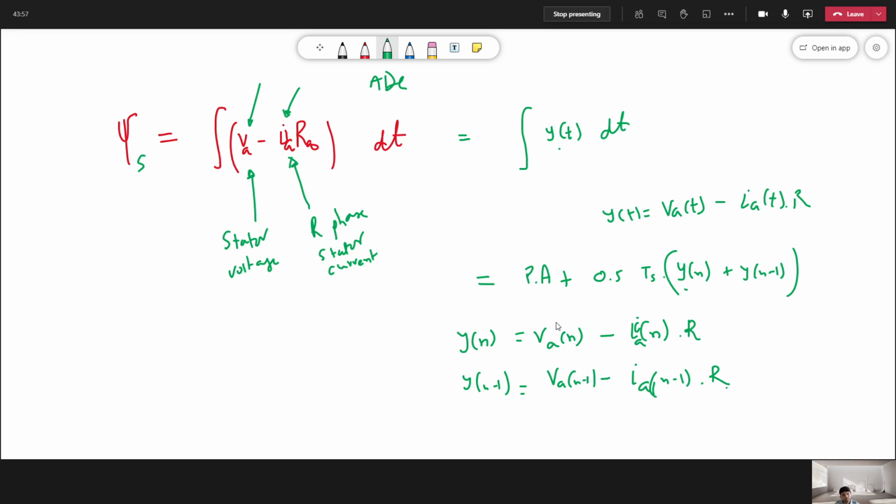So you can sample the stator voltage Va of n and Va of n minus 1, the current sample and the previous sample. Similarly, at the same moment of time, you can sample the current signal Ia of n and Ia of n minus 1, and you can find out y of n and y of n minus 1. With this set of information, you will be able to predict the stator flux xi s of n. So we have discretized the continuous time equation of stator flux into the discrete version. So this is another example when you need to have knowledge of how integration can be done or how differentiation can be done.